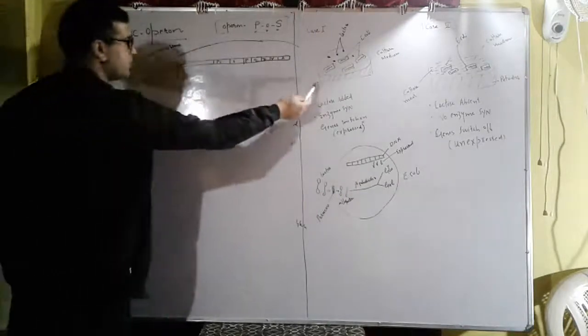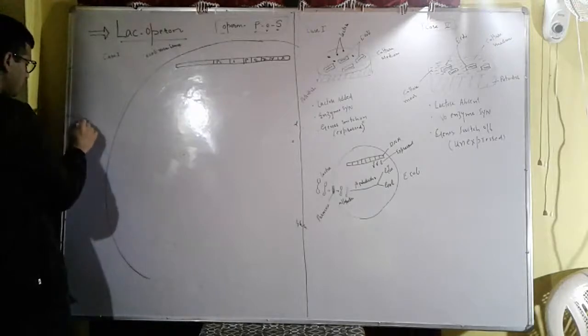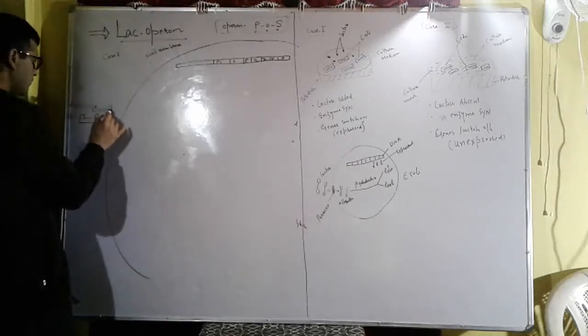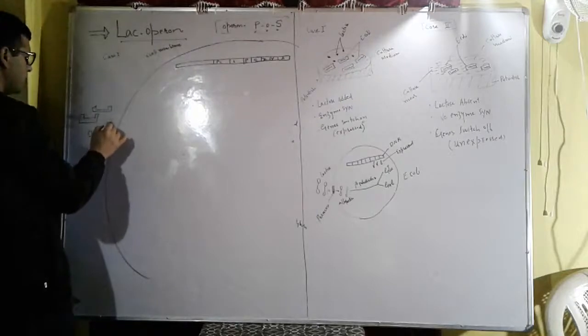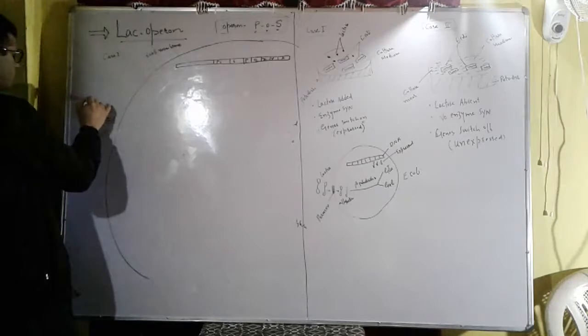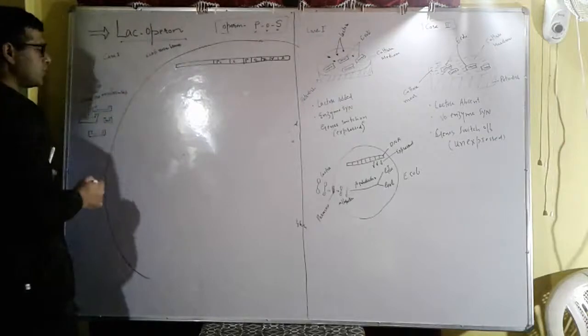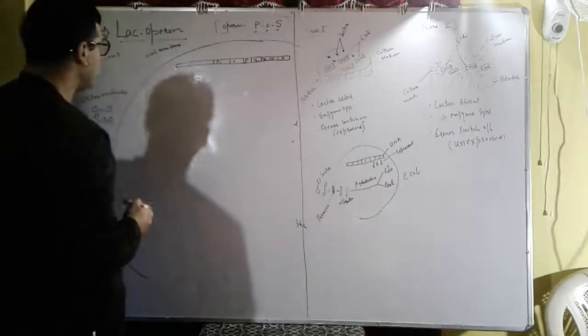In case first, we have added lactose. Lactose is added from here. These are lactose molecules. Lactose acts as a substrate, as an inducer in the lac operon, because the lac operon is an inducible operon.